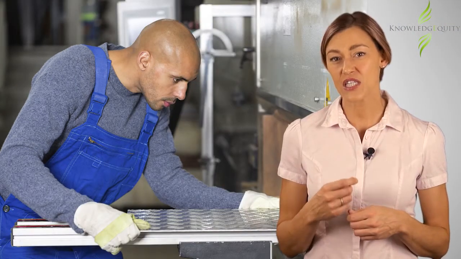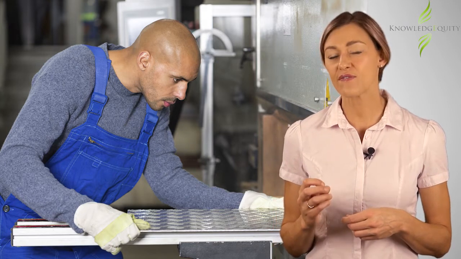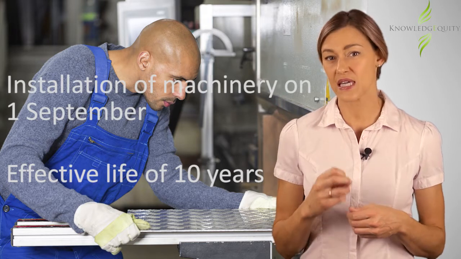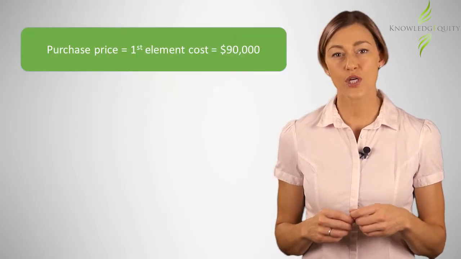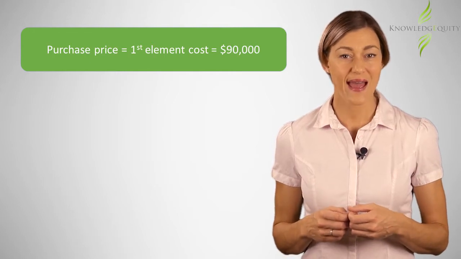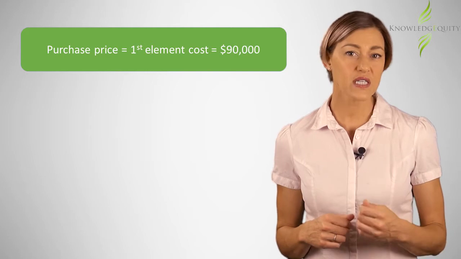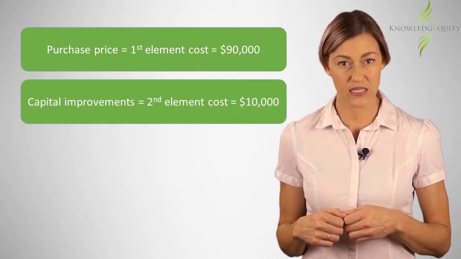In the income year just ended, Metal by Hand purchased an item of machinery with an effective life of 10 years. On the 1st of September this income year ended, the machinery was installed. The purchase cost was $90,000, and this is the first element cost. On the 1st of May, capital improvement works were undertaken at a cost of $10,000.